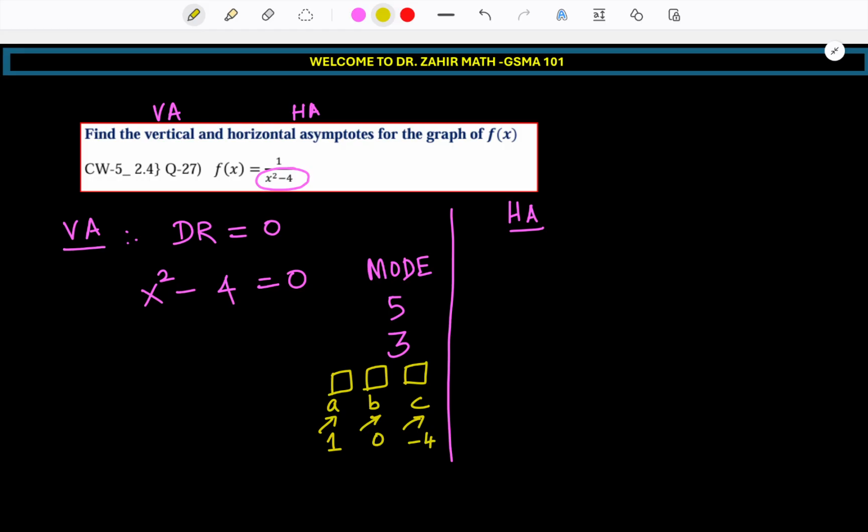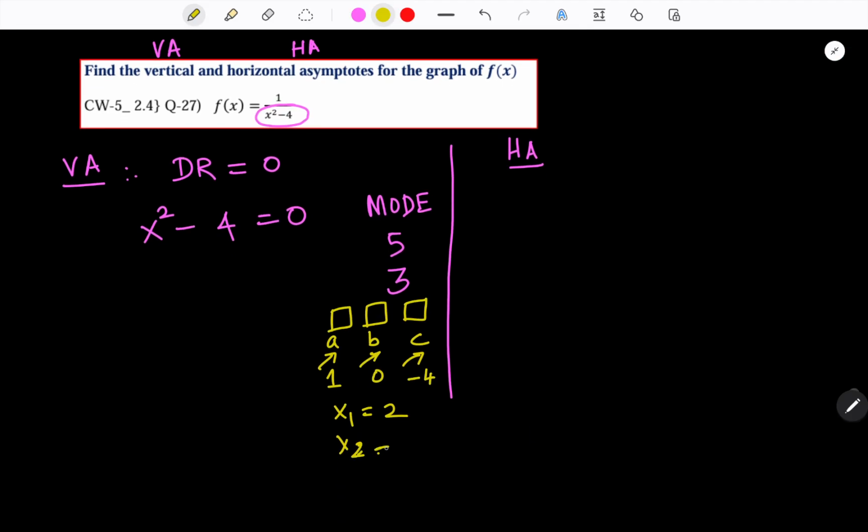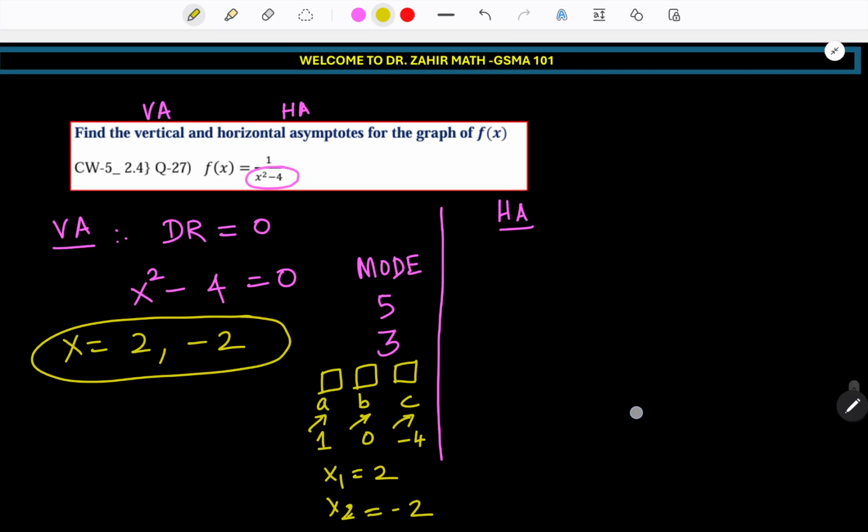If I press equal again, I get two values. X1 is equal to 2, and x2 is equal to minus 2. So therefore, the vertical asymptotes are x equals 2 comma minus 2. Clear? Right. Let's go for horizontal asymptote.